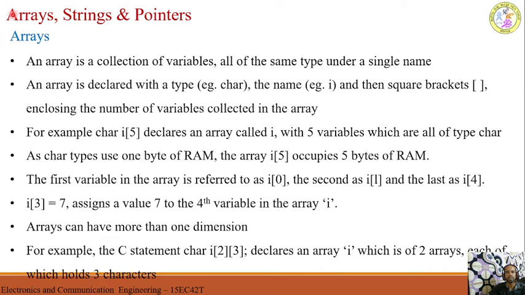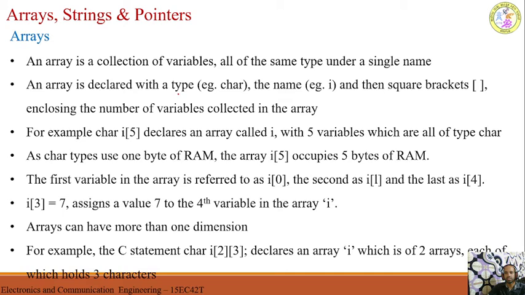Then we have arrays, strings and pointers. First of all, we shall define what we mean by arrays. An array is a collection of variables, all of the same type under a single name. What is an array? It is a collection of variables. But the condition is that all the variables are of the same type. Same type means the same data type, whether all are integer or all are character, under a single name. Only one name we are going to use.